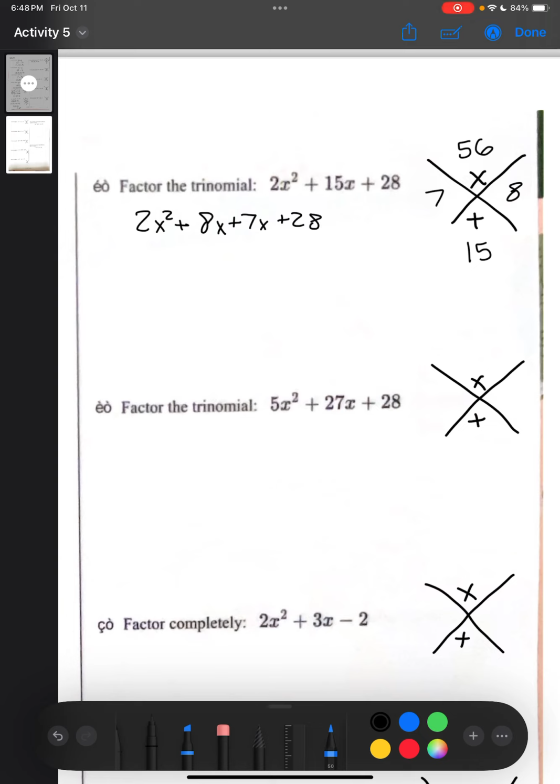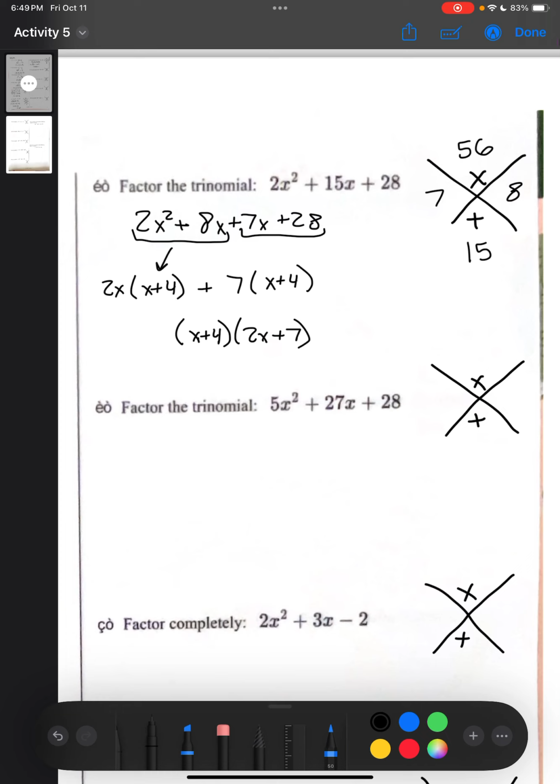And again, we are going to be splitting these up and grouping. So over here, you'll have 2x times x plus 4, pulling out that 2x, and then you pull out that 7, you get x plus 4, which should bring you to x plus 4 times 2x plus 7.